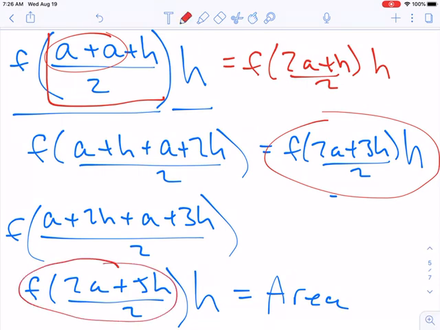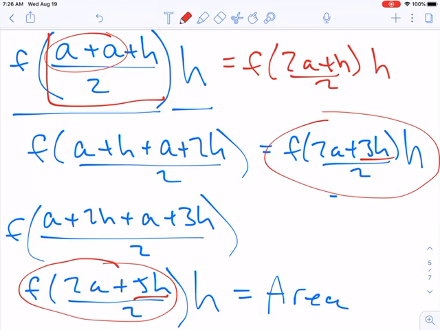So if you look at the height of the rectangle, we have (2a + h)/2, (2a + 3h)/2, (2a + 5h)/2. You could probably guess what the next rectangle is going to be. Yes, it's going to be (2a + 7h)/2, (2a + 9h)/2. So you could go for as many rectangles as you want.